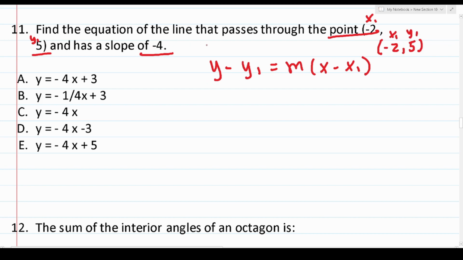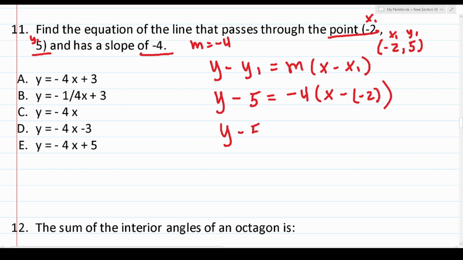And we're told the slope, our m, is -4. All we have to do is plug these values in where we see m, x1, and y1 respectively, solve for y, and we'll be done. So let's do that. We have y minus y1, which we identified as 5, equals m. M is -4 times x minus x1, which is -2. Okay, let's go ahead and work this out.